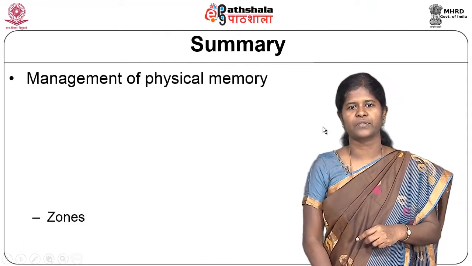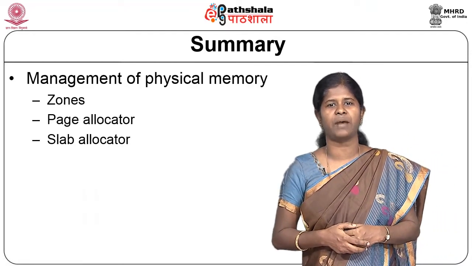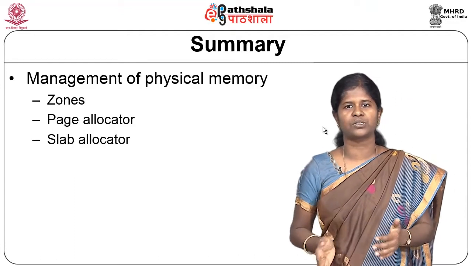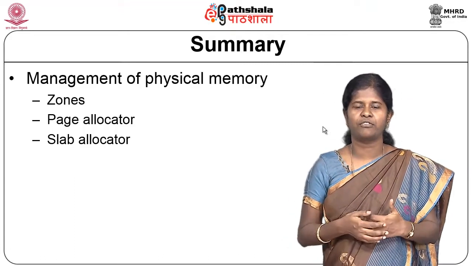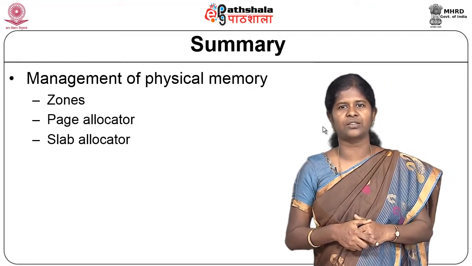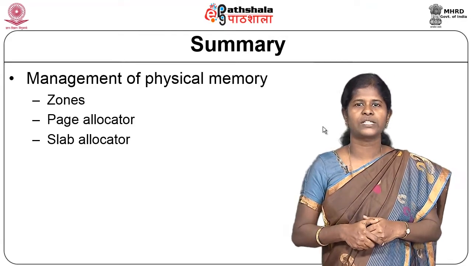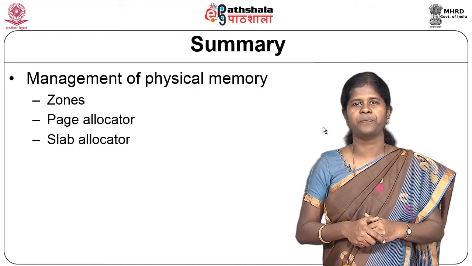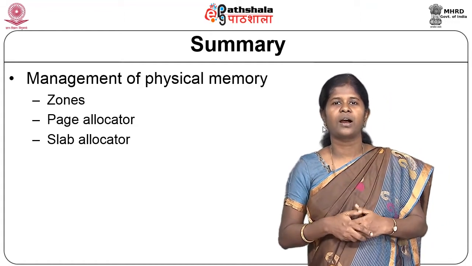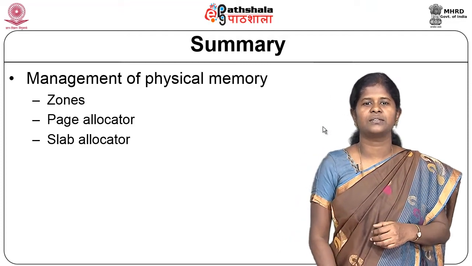Summary. So, in this module we learned how physical memory is managed. We saw that the physical memory can be divided into zones for better handling of different architectures, and then we saw the page allocator algorithm. Each zone has its own page allocator which allocates memory. Then we saw the slab allocator, which is responsible for allocating memory for kernel data structures.